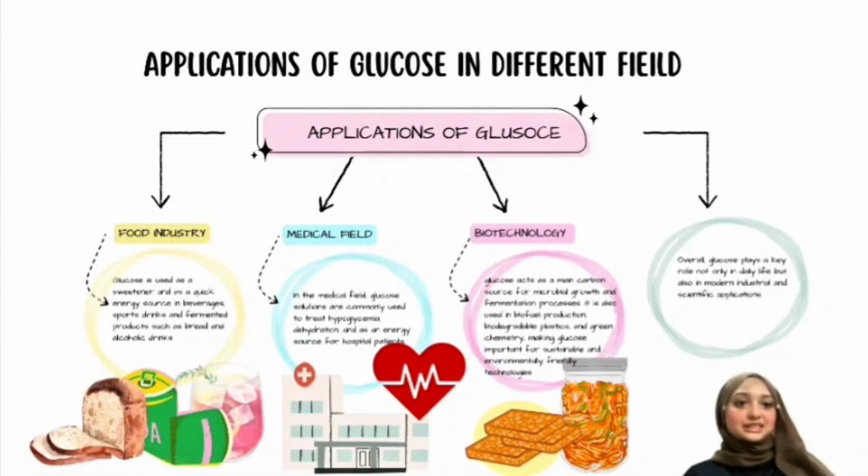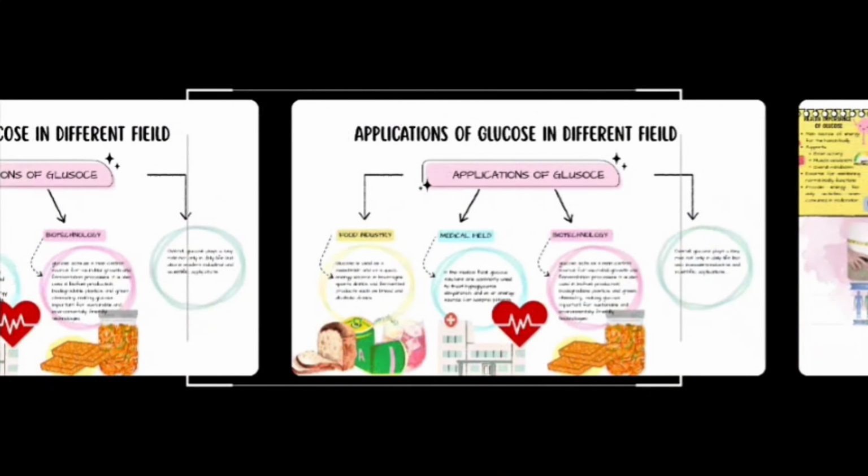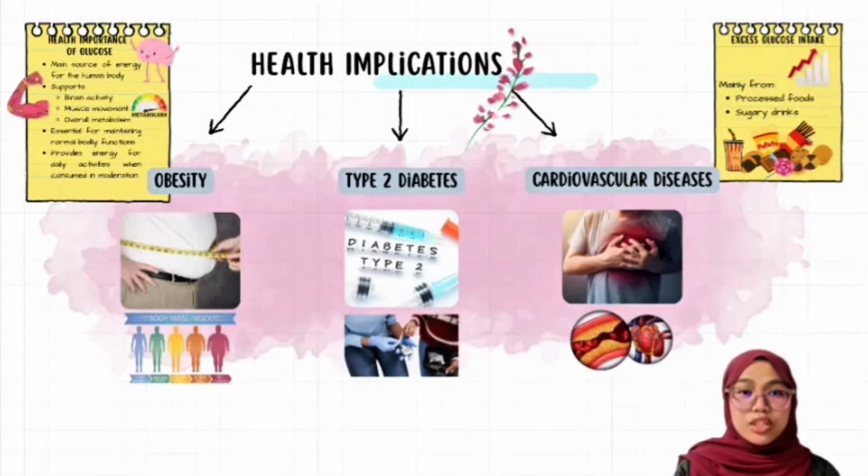Glucose has many important applications in different fields. In the food industry, glucose is used as a sweetener and as a quick energy source in beverages, sport drinks, and fermented products such as bread and alcoholic drinks. In the medical field, glucose solutions are commonly used to treat hypoglycemia, dehydration, and as an energy source for hospital patients. In biotechnology, glucose acts as a main carbon source for microbial growth and fermentation processes. It is also used in biofuel production, biodegradable plastic, and green chemistry, making glucose important for sustainable and environmentally friendly technologies.